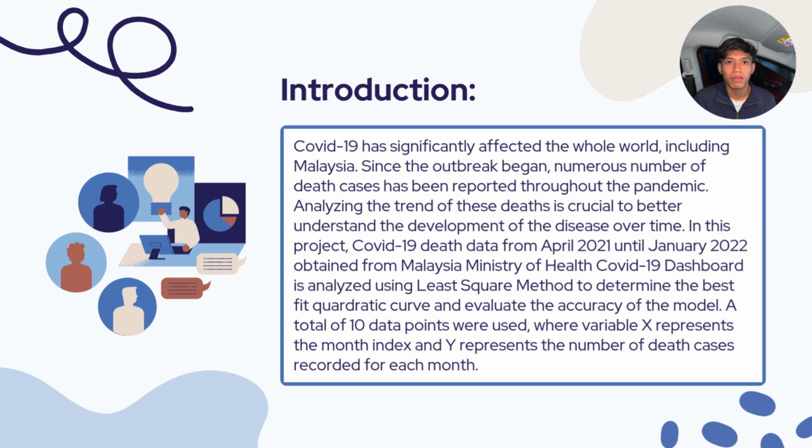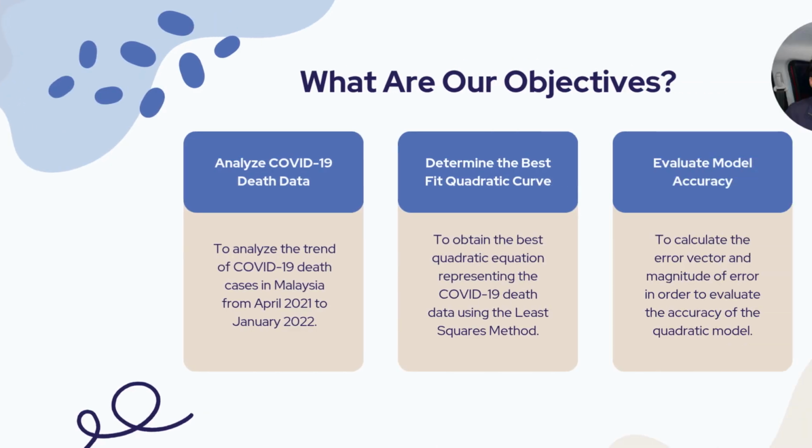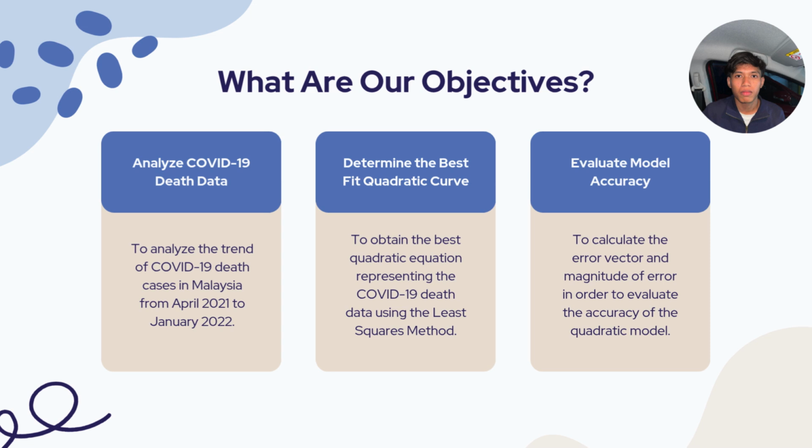A total of 10 data points were used, where variable x represents the month index and variable y represents the number of recorded death cases. Our project consists of three main objectives. The first objective is to analyze the trend of COVID-19 death cases in Malaysia from April 2021 until January 2022. The second objective is to determine the best fit quadratic equation using the least square method. Lastly, we aim to evaluate the accuracy of the model by calculating the error vector and the magnitude of error. These objectives help us understand how mathematical models can be applied to real-world data.